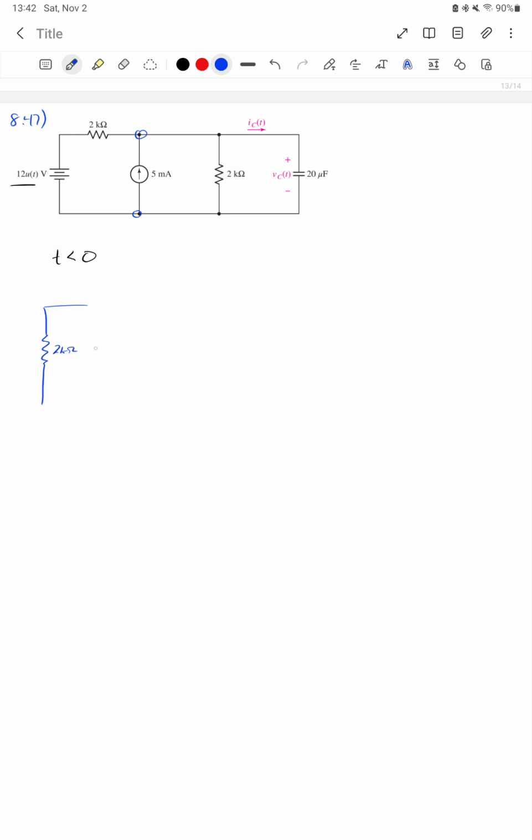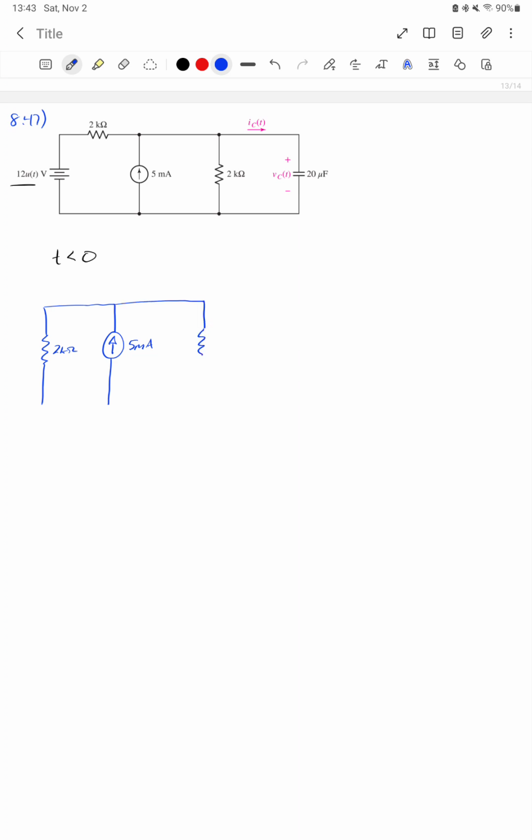You have your 2 kilo ohm resistor. You have your 5 milliamp source, and this 5 milliamp source is going to stay the same the whole time, right? It's not going to change because it doesn't have any sort of time value attached to it. This one has the step function attached to it. This one does not. So this 5 milliamps is going to be on the whole time.